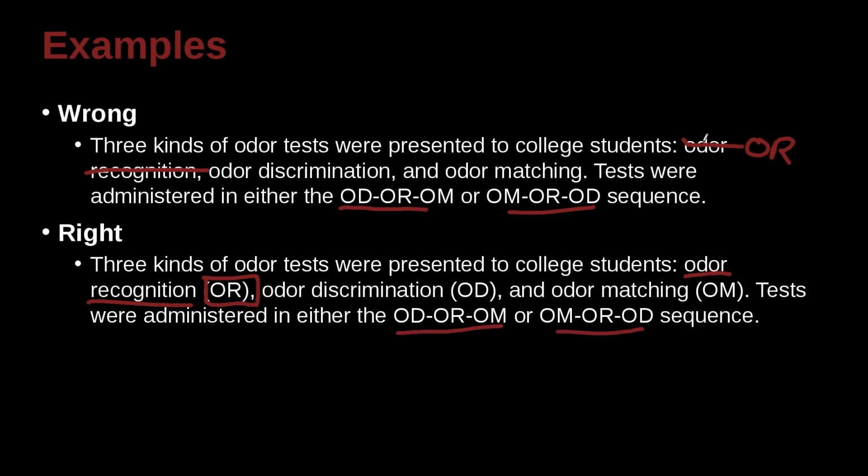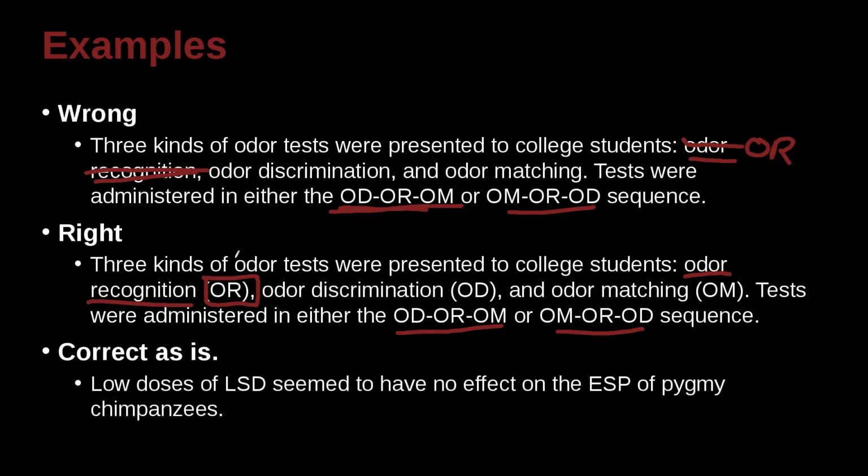So the problem here is, this is confusing. This example has written the whole word, but then here uses the abbreviation. How strange. You have to introduce the abbreviation at least once, and then you can use the abbreviation. Low doses of LSD seem to have no effect on the ESP of pygmy chimpanzees. LSD and ESP you can find in the dictionary. They're common abbreviations. Therefore, we do not need to explain.